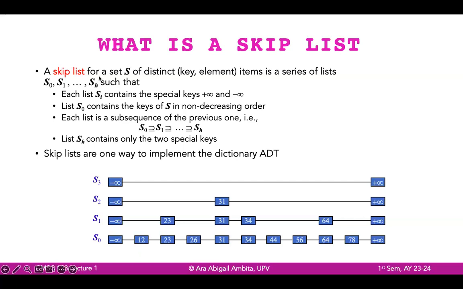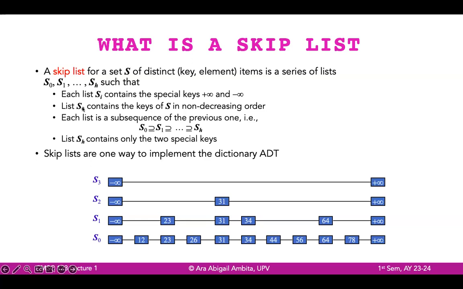Okay, so here's the formal definition. A skip list for a set S of distinct key-element items is a series of lists S sub 0, S sub 1, up to S sub H. So we have here the first list, S sub 0, and then the second list, S sub 1, S sub 2, and then S sub 3. The H here would be 3, given that we have 4 lists here, such that each list S sub i contains the special keys plus infinity and negative infinity.